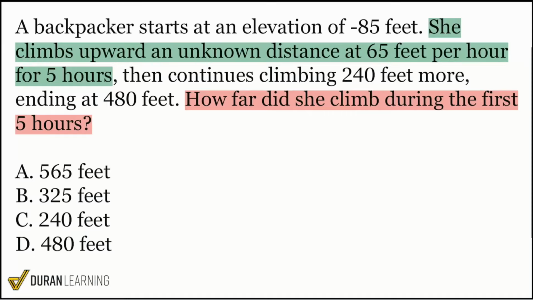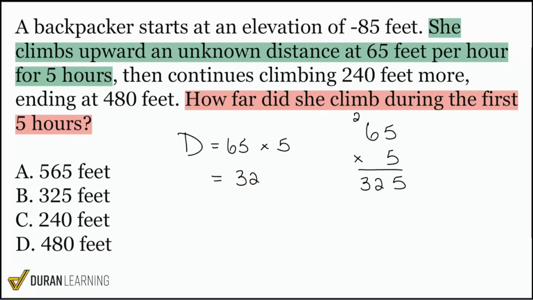The distance that we'll climb in that 5-hour period is going to be equal to the rate times the time. And the rate that we're given is 65 feet per hour. So there we are. 65 times 5 is going to provide us with the correct answer. And so upon doing that here, 65 times 5, 5 times 5 is 25, carry the 2. And then 6 times 5 is 30, carry the 2 is 32. So there it is, super straightforward.